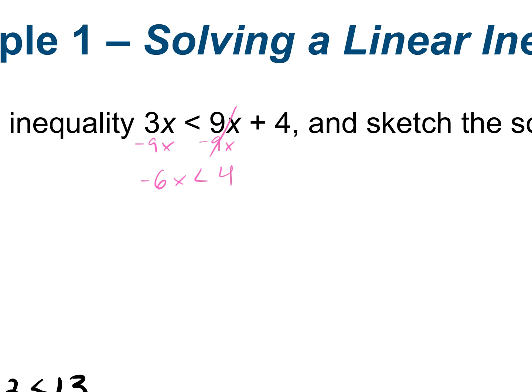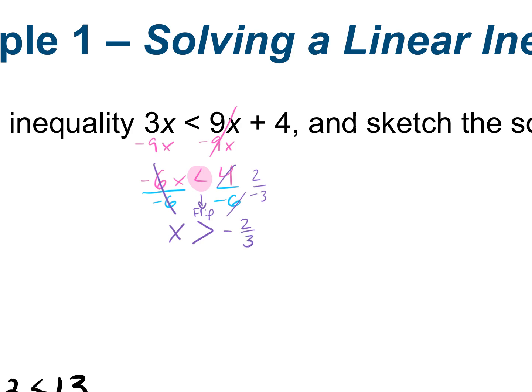Then in the next step, I'm going to divide by negative 6. Since I'm dividing by a negative, I have to flip my inequality. So because it's a less than, I'm now going to change it to be a greater than. So we have to flip it. Whenever you divide or multiply by a negative number, you have to flip your inequality. So the negative 6's cancel. We have x is greater than 4 over negative 6, which simplifies to 2 over negative 3, or negative 2 over 3.